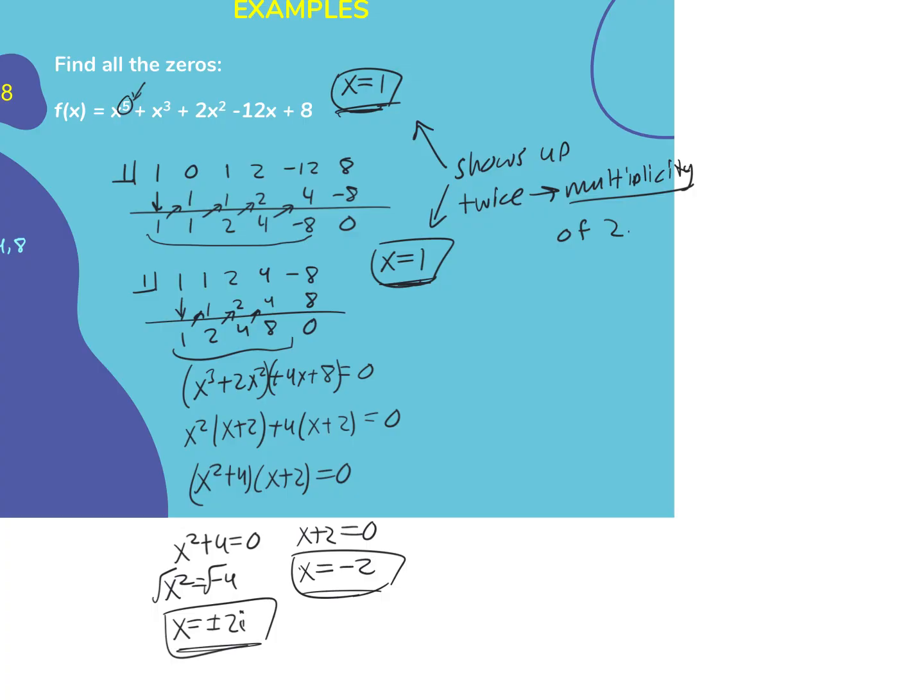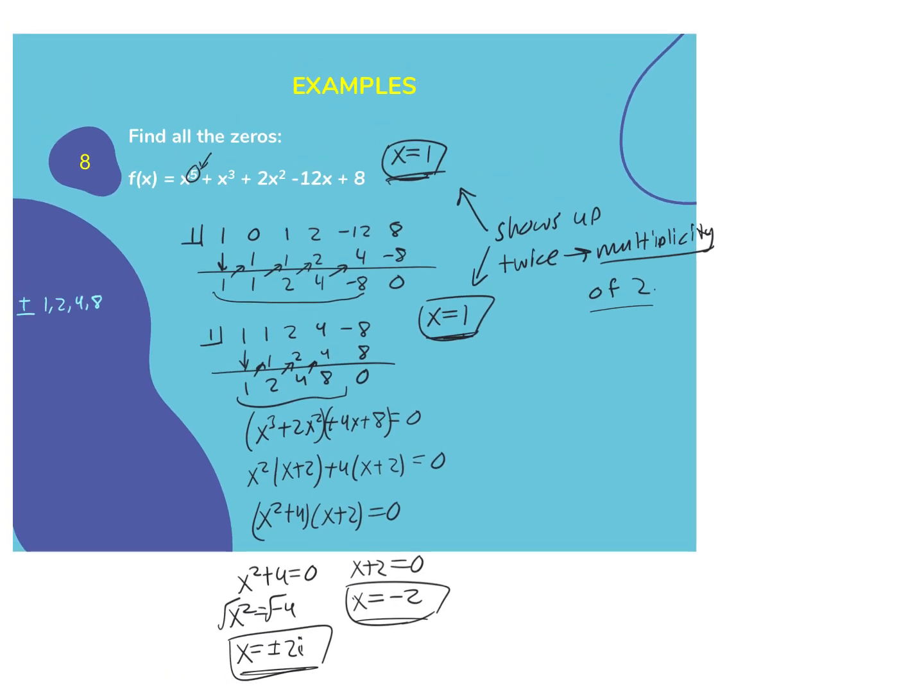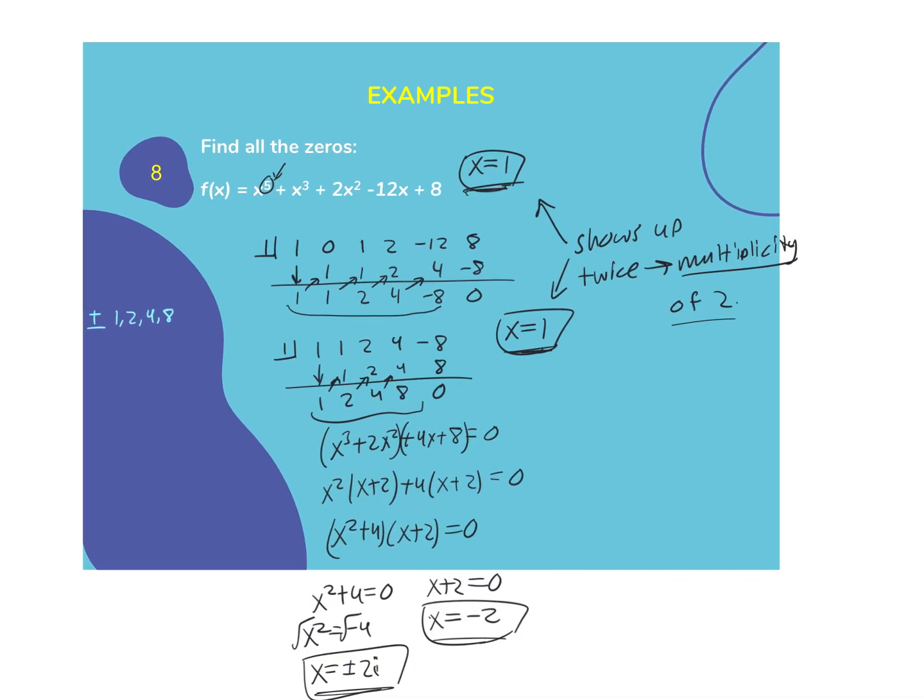And depending on if it's an even or odd number, right? So in this case, it's an even multiplicity that has meaning on a graph as well, which we're going to explore more in the next lesson. All right, but that's it for this lesson where we actually solve these equations.